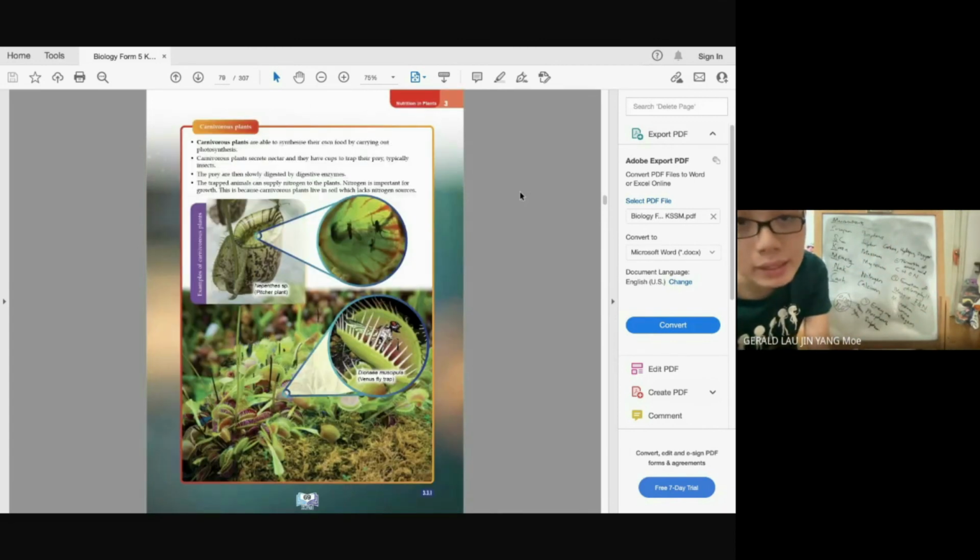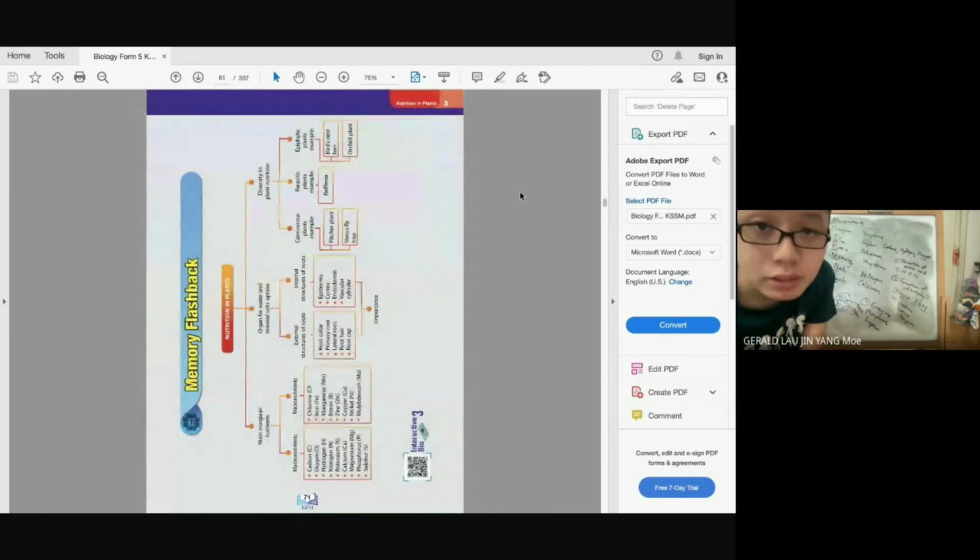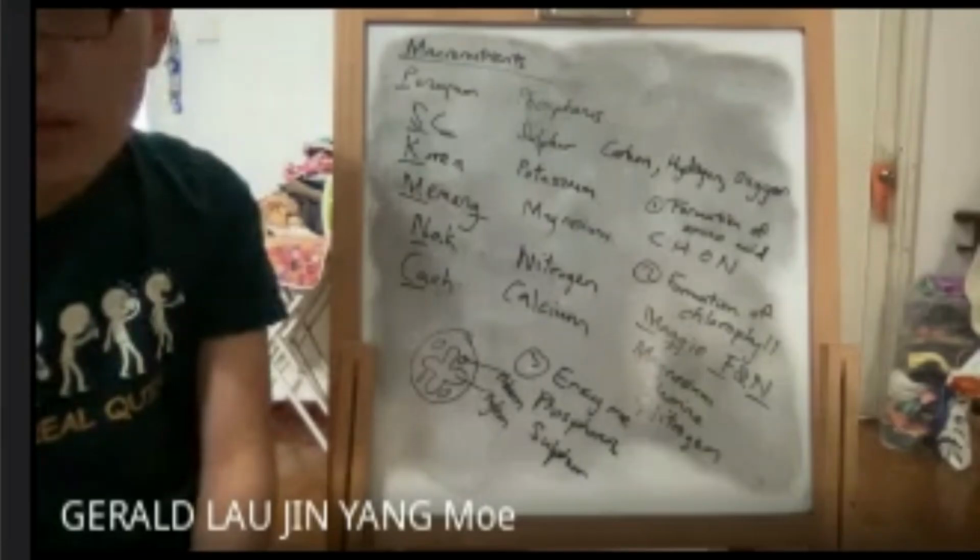And then the third one is carnivorous. Carnivore means you eat other organisms. That's why here you see the pitcher plant, the panther species, and also the Venus flytrap, which eat insects to obtain nitrogen from the insects. So these are all carnivorous plants. That's all for chapter 3, nutrition.